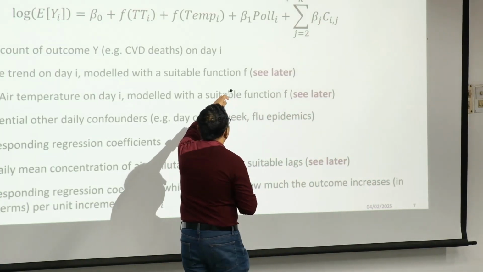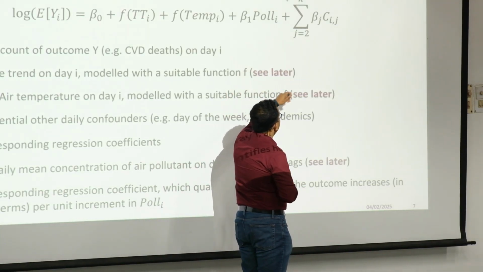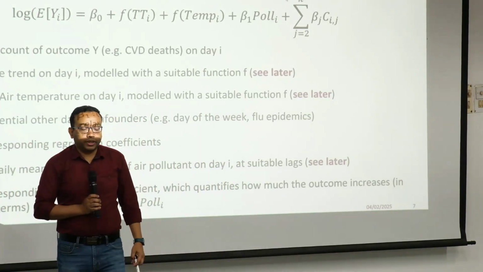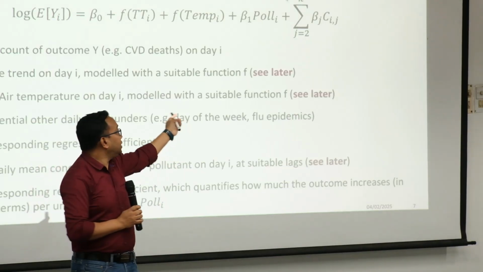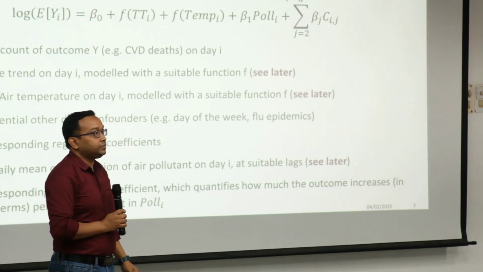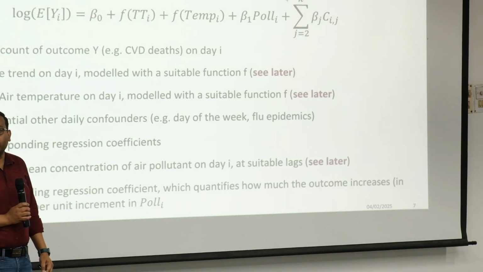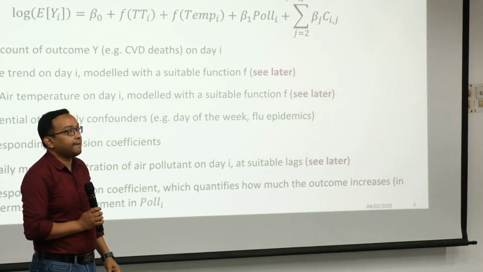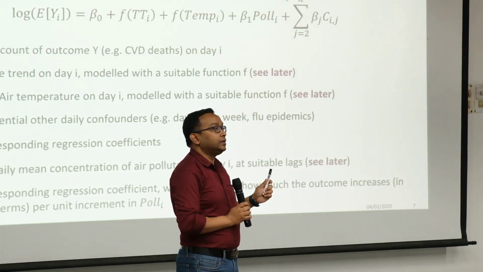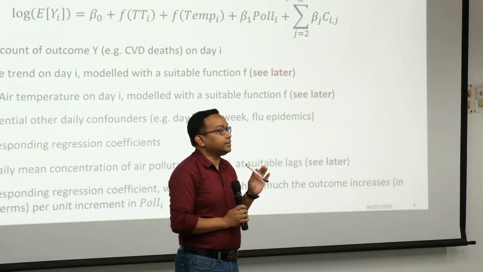Then there's a beta 1 of the pollution, which is the main effect of interest, and then every other confounder, which are daily confounders, short-term things that are varying over short periods of time, is in the rest of it. So what is not here? So what about the confounders that don't change over time or change very slowly over time? Those are not here, right? Or are they here? It is not mentioned in the list.